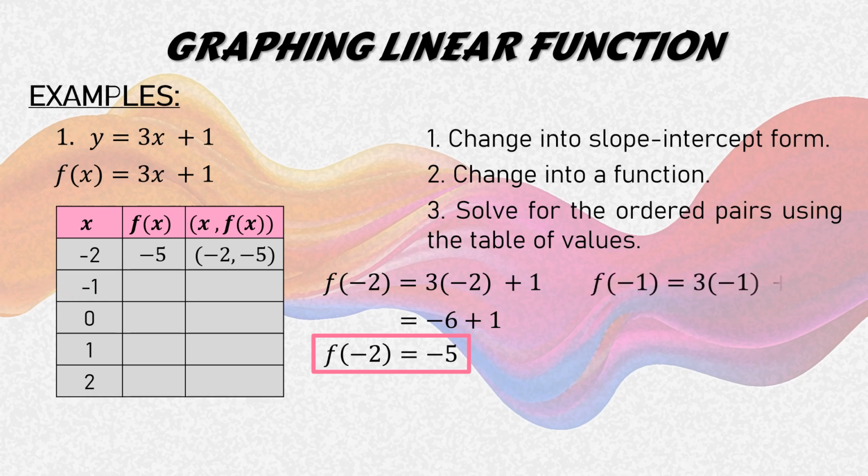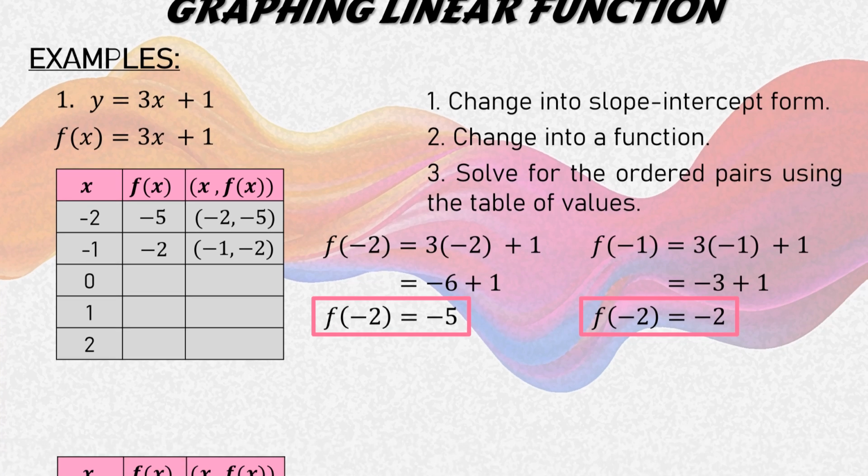Doon naman tayo sa negative 1. Function of negative 1 equals 3 times negative 1 plus 1. 3 times negative 1 is negative 3, plus 1 is negative 2. So, yung nakuha nating negative 2 ay ilagay naman natin sa f of x. And then, the ordered pair, we have negative 1, negative 2.